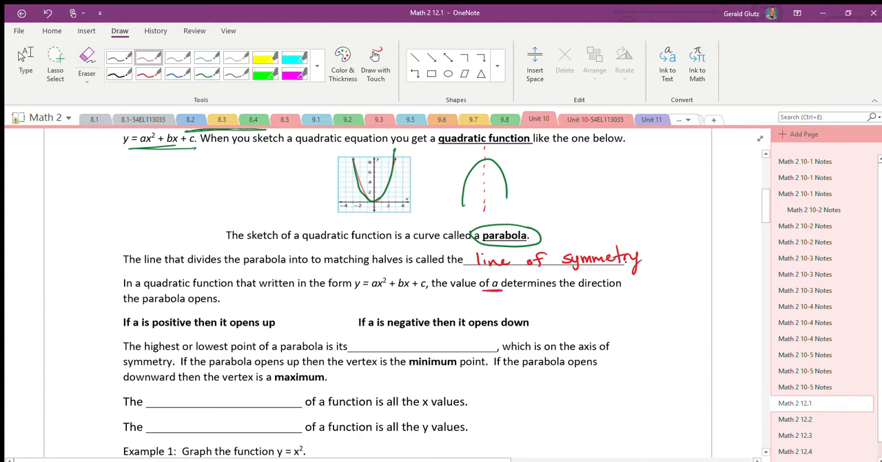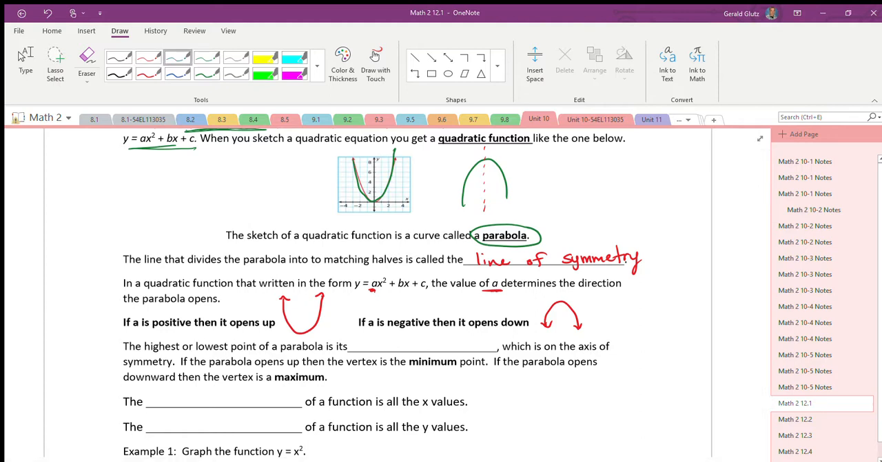The value of a in this equation determines the direction the parabola opens. If a is positive, it opens up, so the graph will look like this. If a is negative, then the graph will open down. It'll be an upside down U.